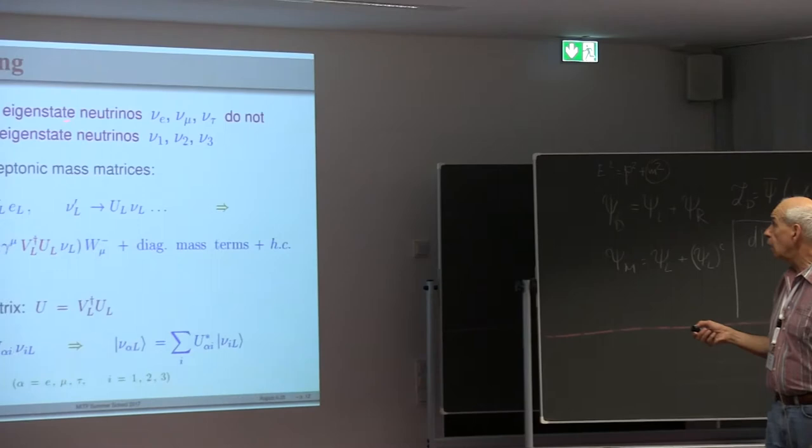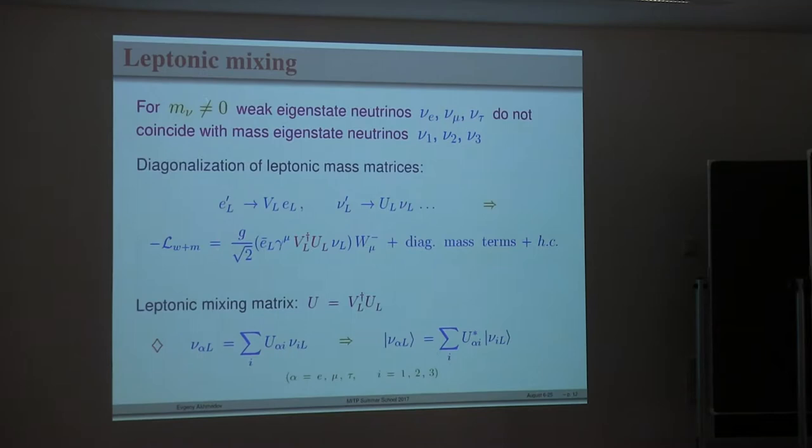You remember I discussed already the relevant part of the Lagrangian for neutrino oscillations, which contains the charged current interaction term and mass terms for charged leptons and neutrinos, which are originally in general non-diagonal. However, we can diagonalize them, and then we'll have diagonal mass terms, but the charged current part will pick up a matrix, the product of VL dagger and UL, where VL and UL are the left-handed rotations which diagonalize the mass matrices of charged leptons and neutrinos.